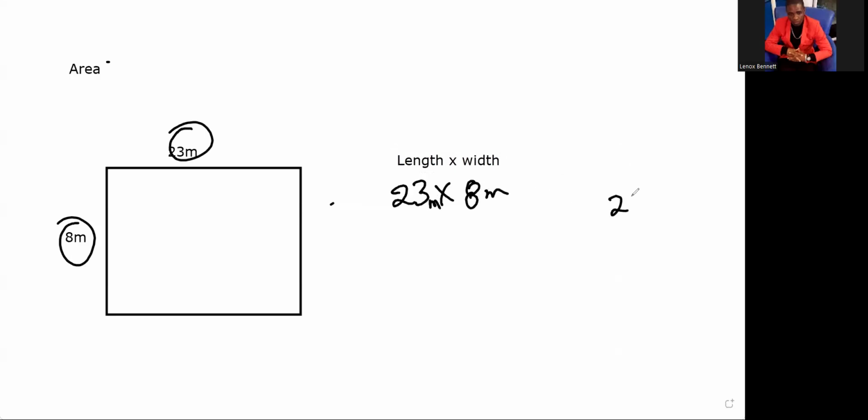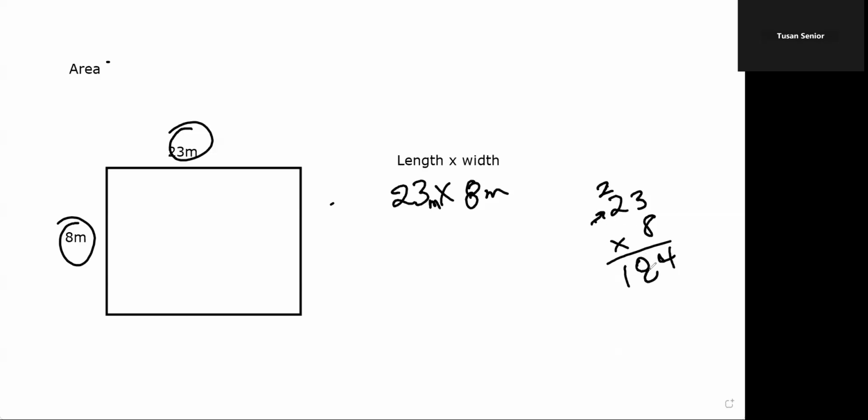So what we are going to do, we are going to write the 23 and put the 8 below the 3. And we are going to say 8 times 3 is 24. We put down the 4 and carry the 2 over the tens. You said 14? Take your time. Go ahead. Then we are going to say 8 times 2, which is 16, plus the next 2, which would give us 18, and that makes our answer 182 meters square.